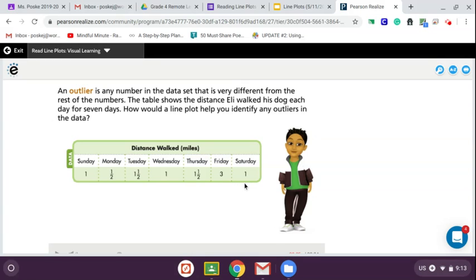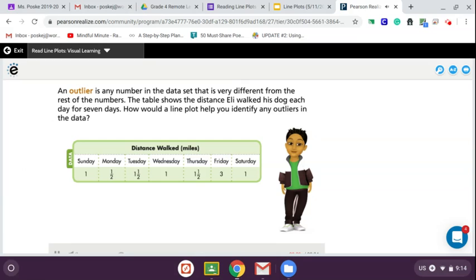So I see a couple of numbers that are the same. I see 1, I see 1 and 1/2, and then 1/2 is kind of close to some of these. 3 is a little odd though. So I'm thinking that 3 may be the outlier, okay? But let's see if we're right. 3 is very different than the rest of these numbers here. Let's see.